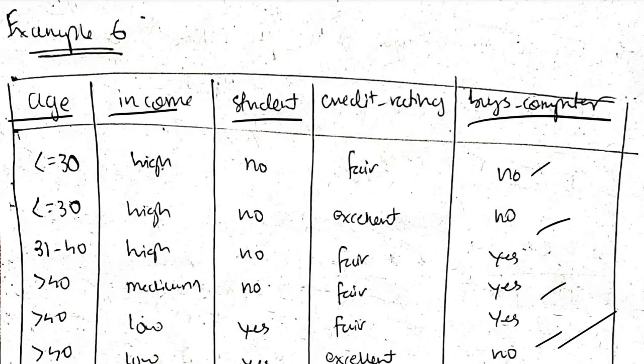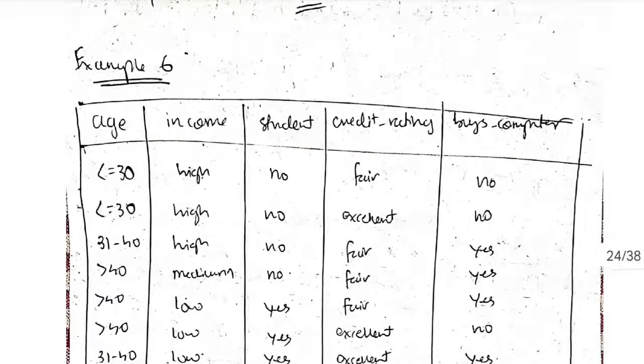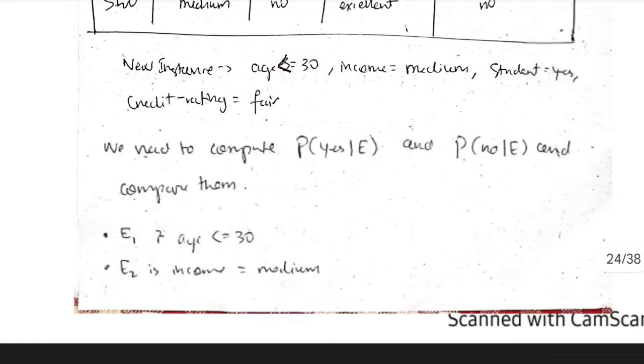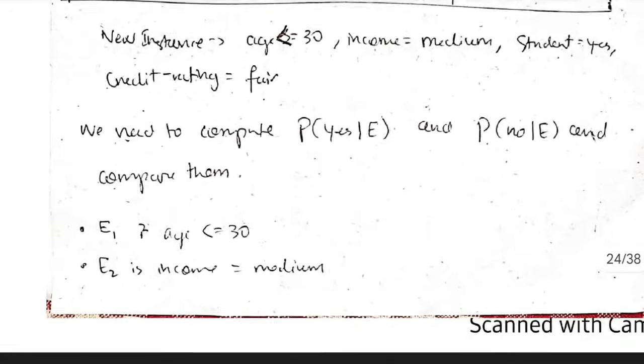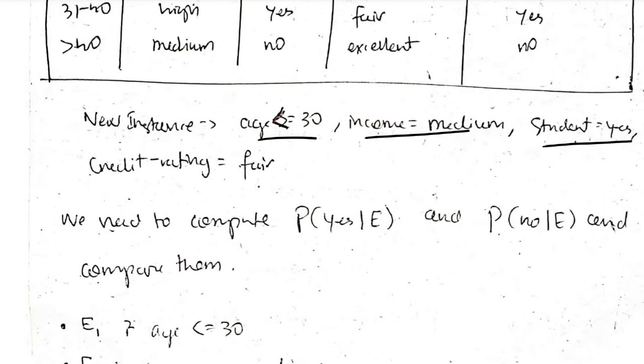In this, how many attributes are there? 4 attributes are there. How many distinct values are there? Here I guess 3 distinct values, and 3 and 2 and 2 I guess. So based on that you have to find out and count and do the same things I did previously. After you have done that, the new instance is given to us. Age value is given, income is given, student is yes, and credit rating is given as fair.